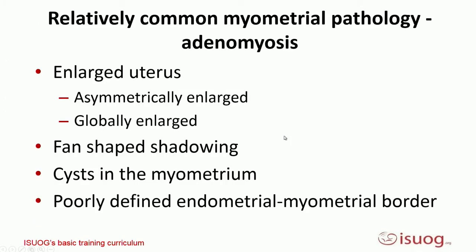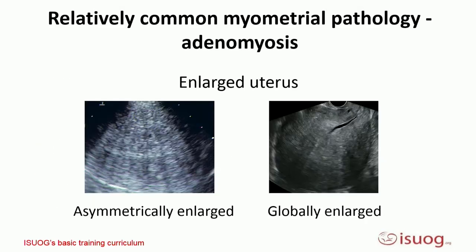Relatively common myometrial pathology is adenomyosis. There are 4 typical ultrasound features of adenomyosis: an enlarged uterus, either asymmetrically enlarged or globally enlarged, fan-shaped shadowing, cysts in the myometrium, and a poorly defined endometrial myometrial border.